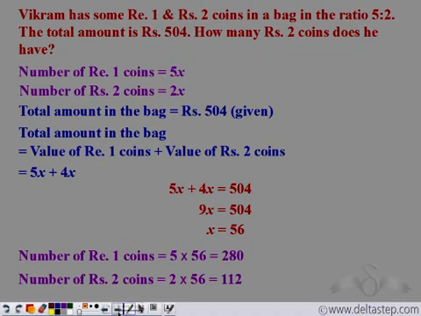And the number of rupee 2 coins will be 2 into x, that is 2 into 56, which is 112. So how many rupee 2 coins does he have? Vikram has 112 rupee 2 coins with him in the bag.